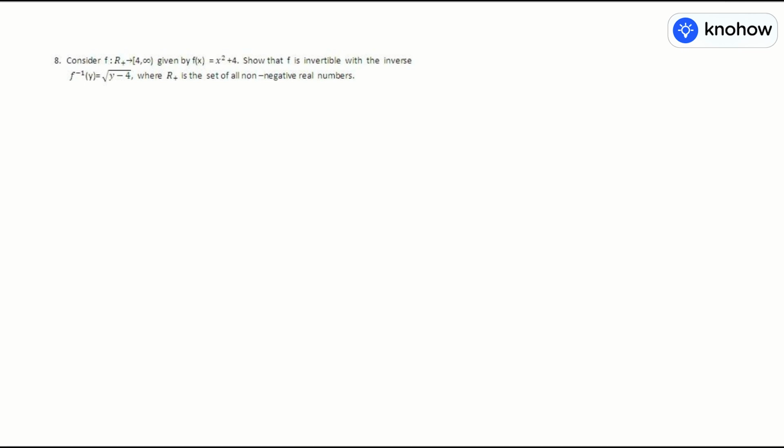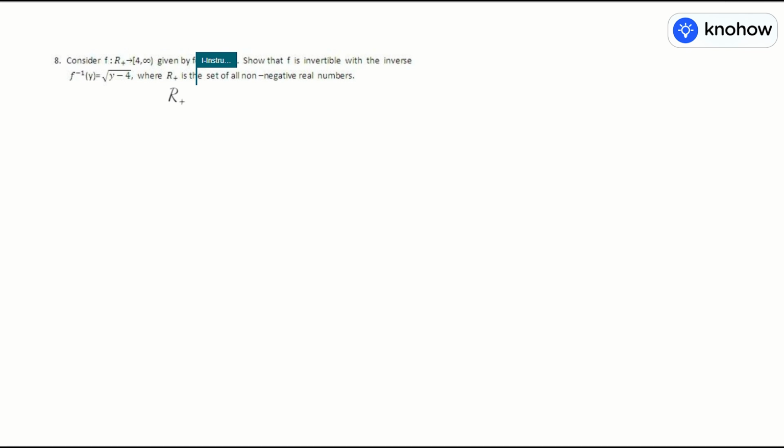Now, next question is, consider f from the set of real numbers to the set [4, infinity) given by f(x) = x² + 4. Show that it is invertible. And what do you need to show for invertible? That is one-one, onto, and hence find f inverse. And of course, here R+ denotes the set of non-negative real numbers.